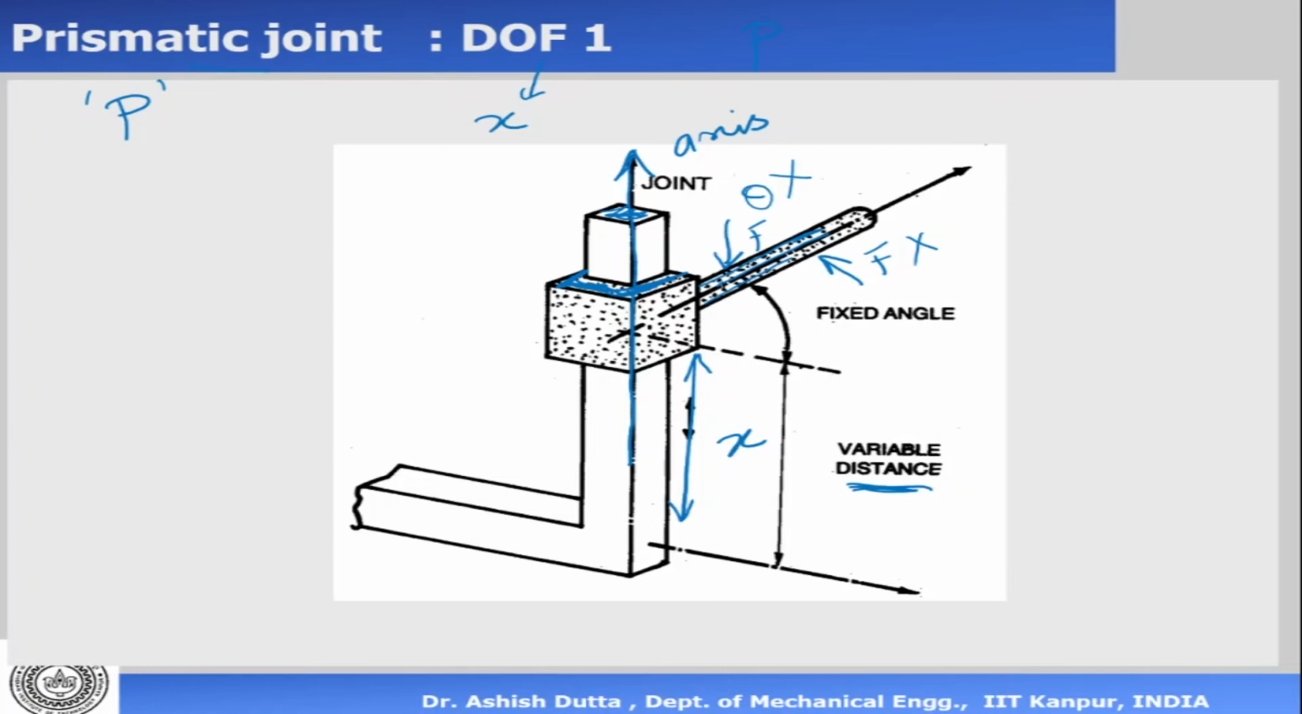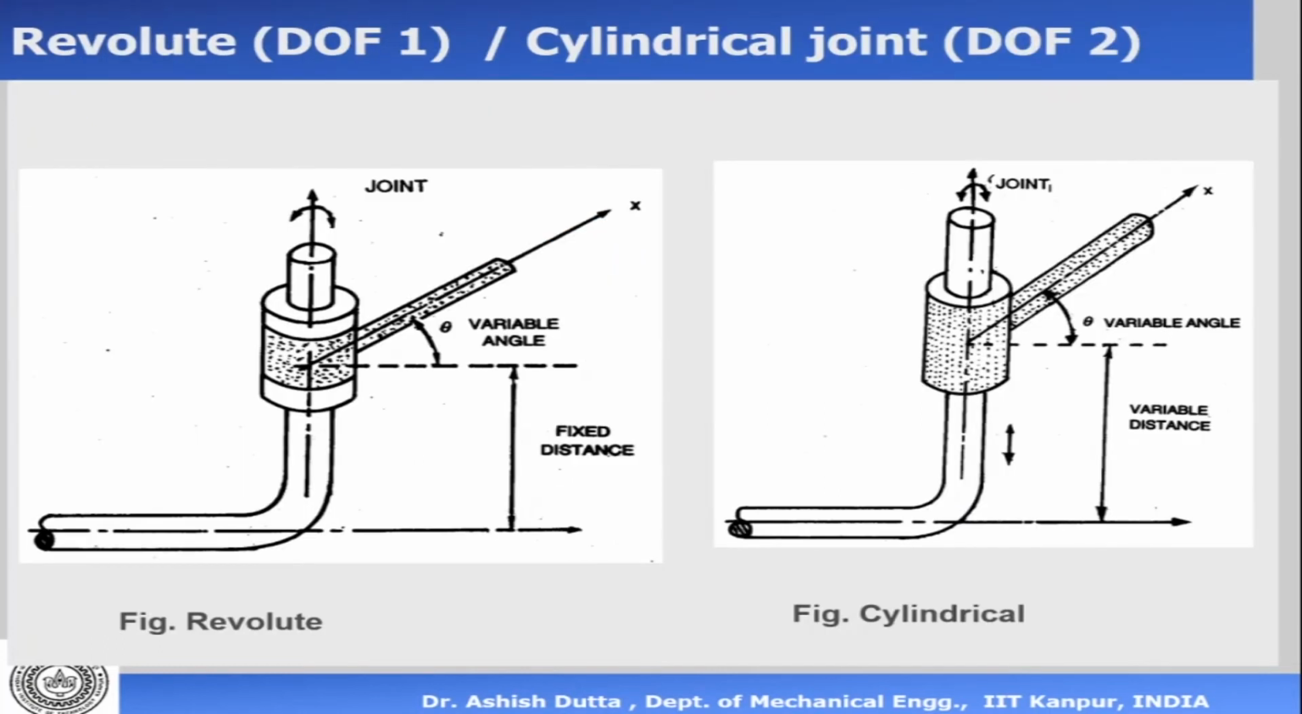That is 1 degree of freedom, and it is a prismatic joint. The next kind of joint, shown on the left side, is the revolute joint. In this case, you have a cylinder which is mounted on another cylinder. Now there is a stopper here. This stopper is required, otherwise this cylinder can come down. So it cannot come down. That's why the stopper is there.